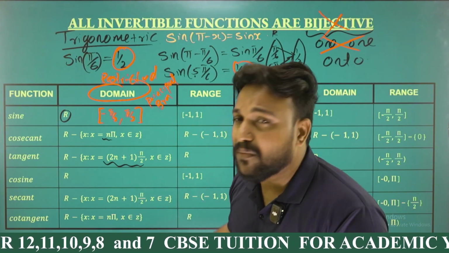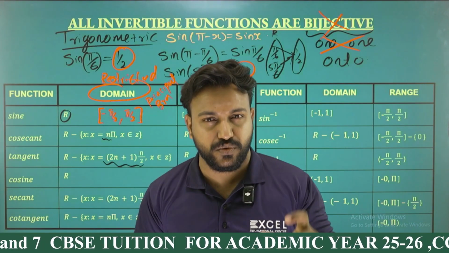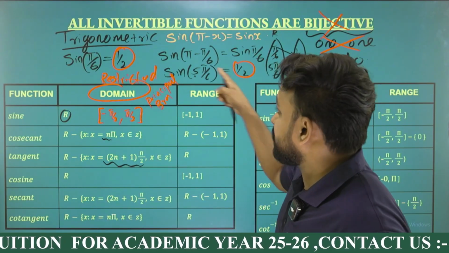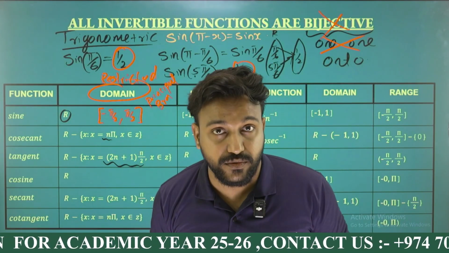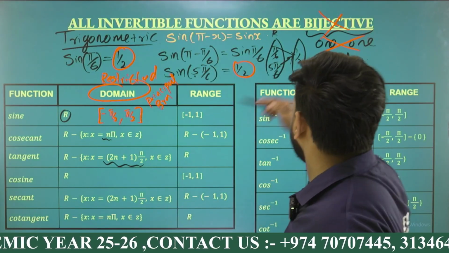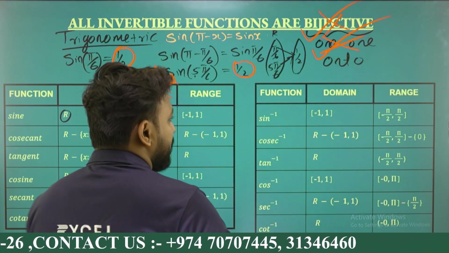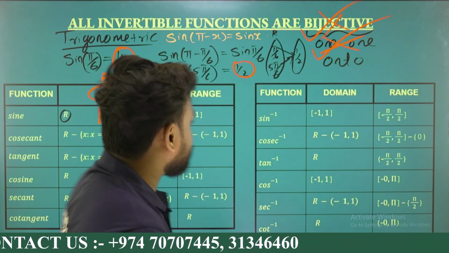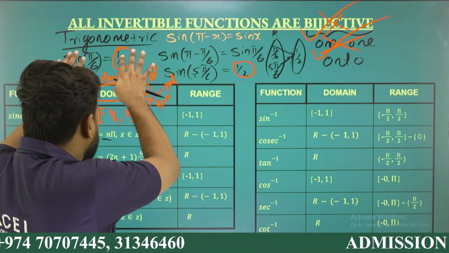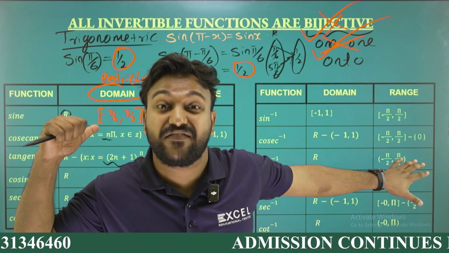So all the domains are cut short and reduced into a restricted domain that will not give you the same answers for multiple values. If you do not get the same answers for multiple values, the function becomes bijective. So that restricted domain is shown here. The restricted domain for the trigonometric function is shown here. That's why the full domain is not copied here. Instead, we have restricted the domain.